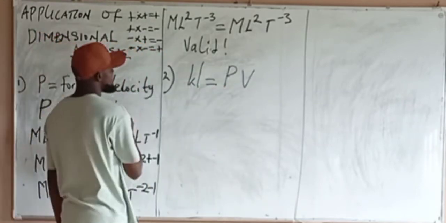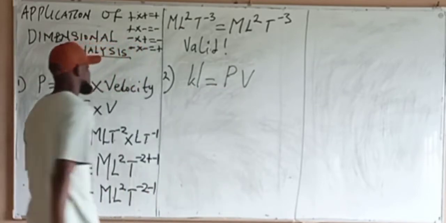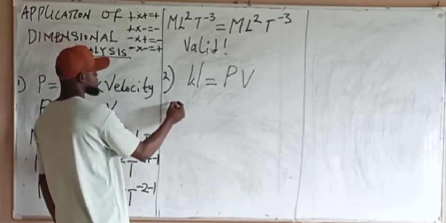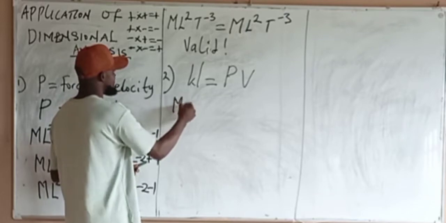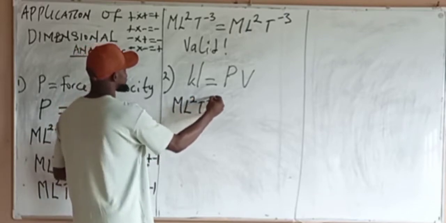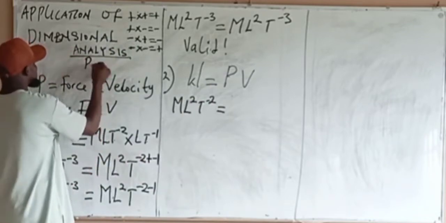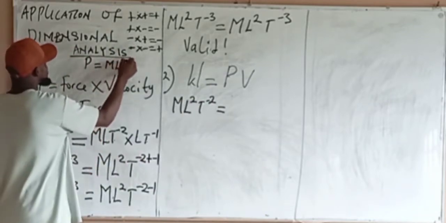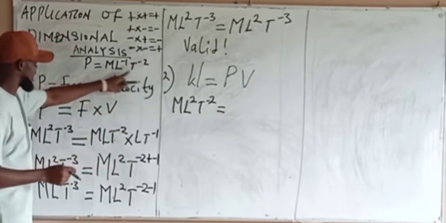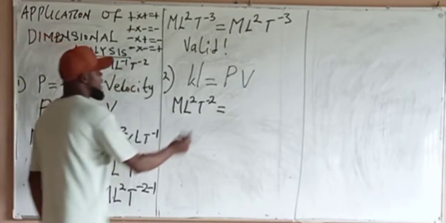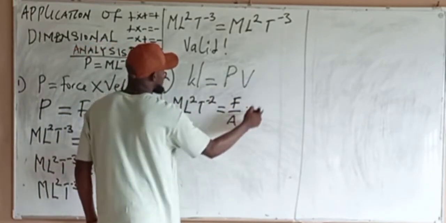Now, what is the dimension for pressure? What is the dimension for work? What is the dimension for velocity? What is M L squared T to the power minus 2? Pressure is actually M L to the power minus 1 T to the power minus 2. Well, I'll show you how to get this one now, in case you have forgotten. Remember, pressure is force over area. Don't forget that. There is volume.